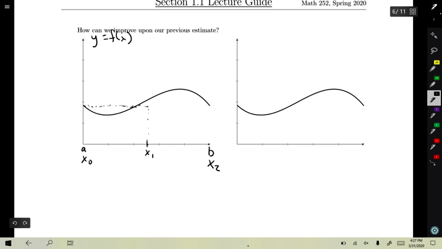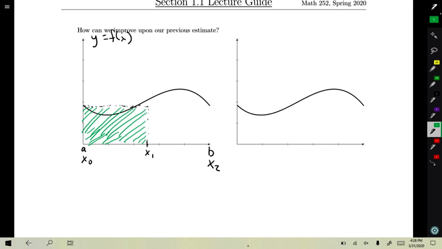So my left rectangle here looks something like this, and my approximate area is going to be this green area that I'm shading in underneath this rectangle here. Cool, so here's one of my rectangles, but my other rectangle needs to lie on the interval between x1 and x2 here. So again, I'm doing this left endpoint approximation, and the left endpoint of my new interval here is at x1.